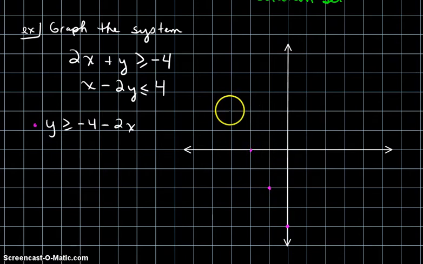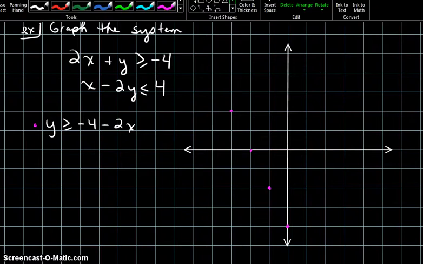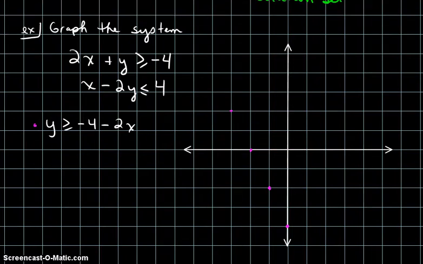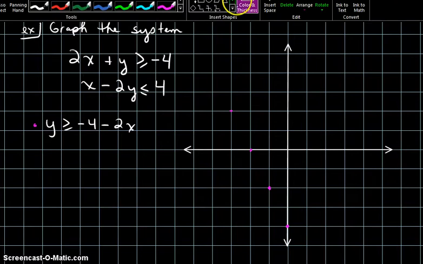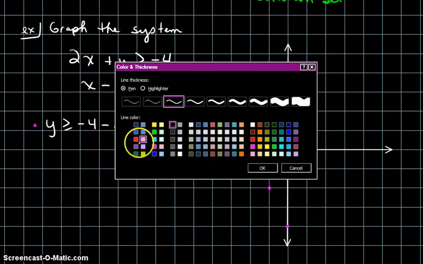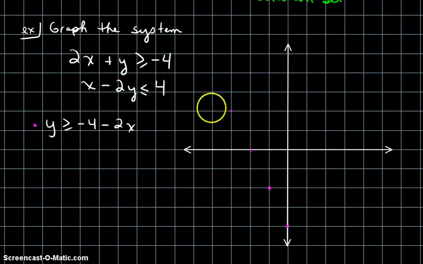And again, did you say it was solid or dotted? It's a solid line, so we're going to make that solid. And we're going to make it pink or purple, whatever that color is. So it's only dotted if it's like greater than or less than? Correct. It's only dotted if it's just less than or greater than without the or equals. All right, so there's our first line.